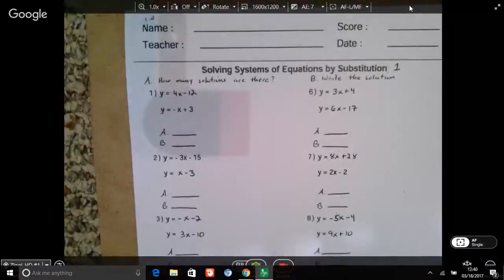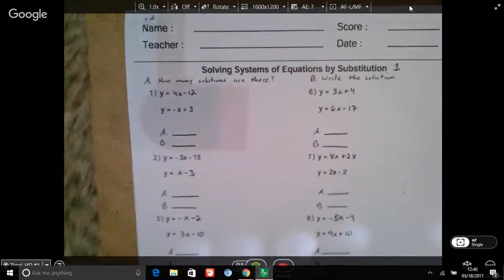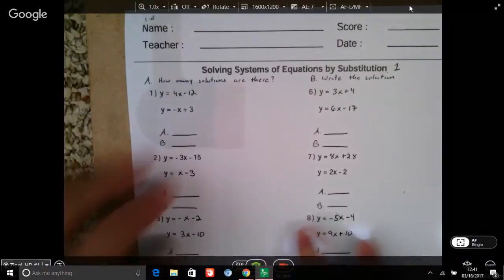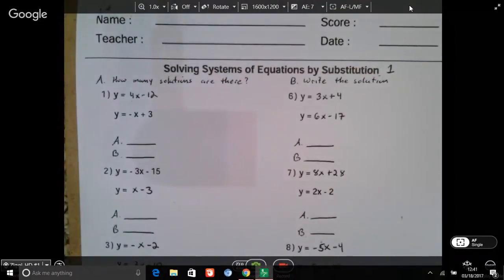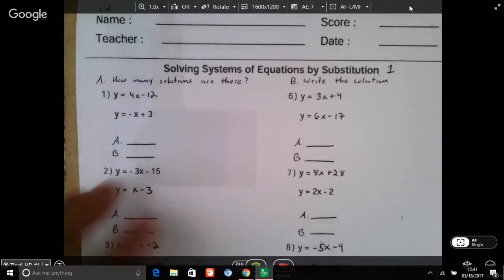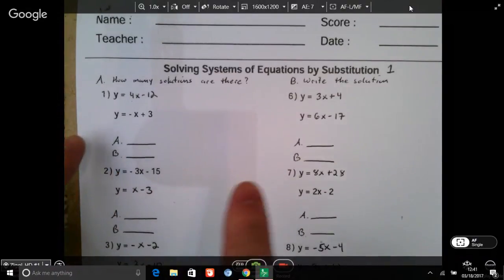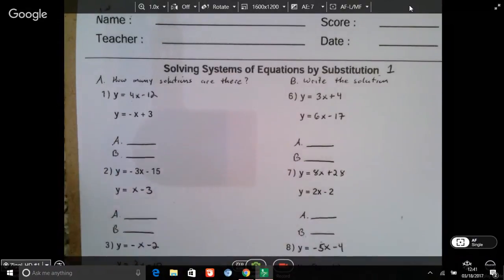All right, for solving systems of equations without a graph being given to you, there's about a million different ways to do it. But we're going to look at a specific situation here where both equations are in slope-intercept form. Okay, so let's do 1, 2, and 6. That should pretty much cover what you need to know here.